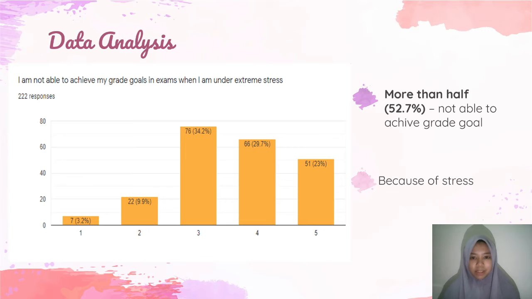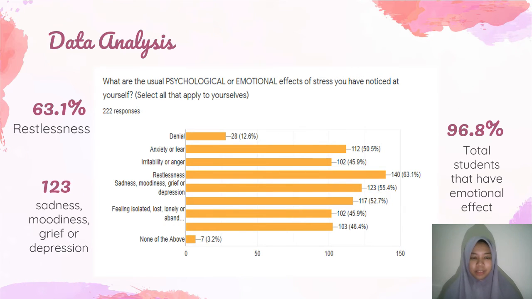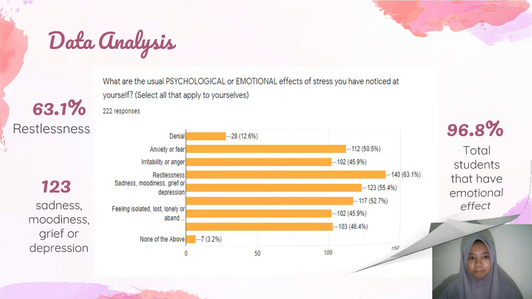Next, from this graph, we can see that there are more than half of total respondents, which is 52.7%, agree that they are not able to achieve their grade goals in exam when they are under extreme stress. Next, to study the effect of stress on university students' mental health, from this graph, we can see that there is 96.8% of the total students have emotional effect due to the stress that they have faced.